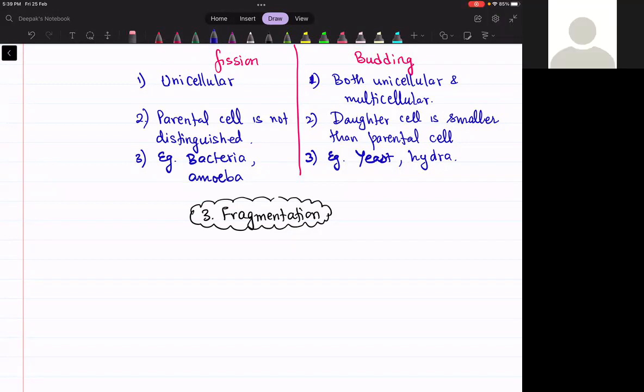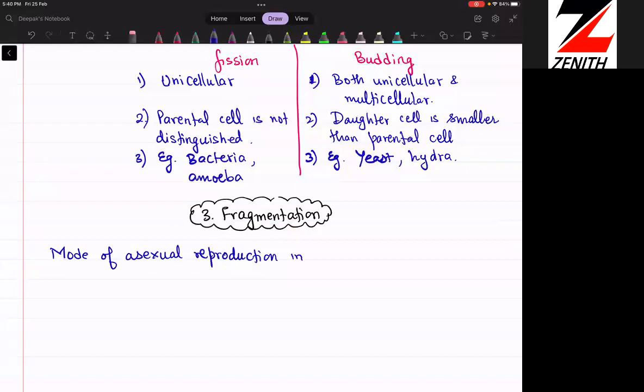Yes, sir. So fragmentation is a mode of asexual reproduction in which a multicellular organism on maturation breaks up into many pieces, and each piece grows into a new individual. You are getting half out of one. Anyone else? So can I try? Yes, speak. A form of asexual reproduction where a parent organism breaks into many parts.